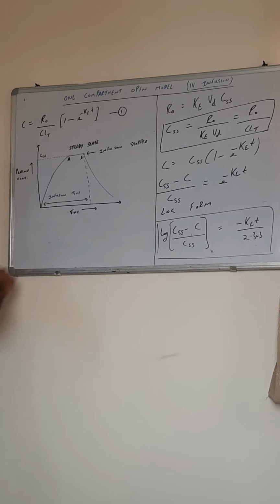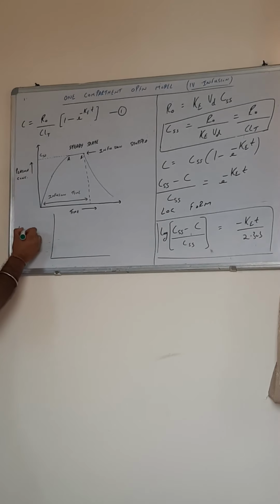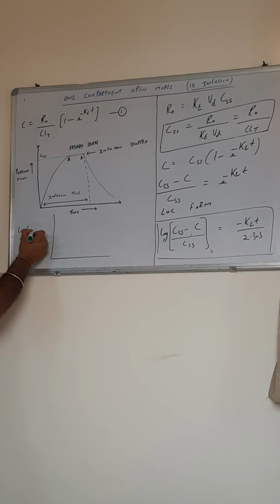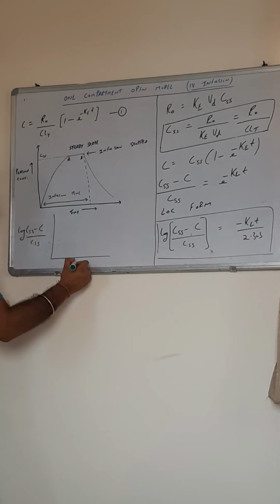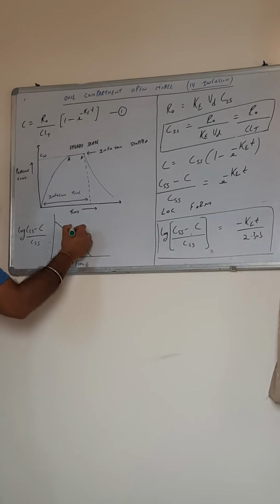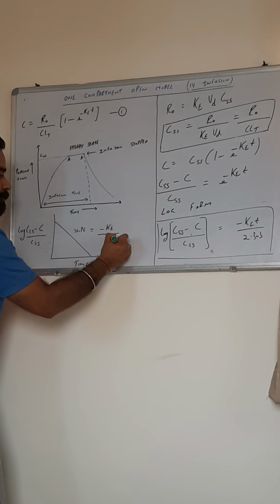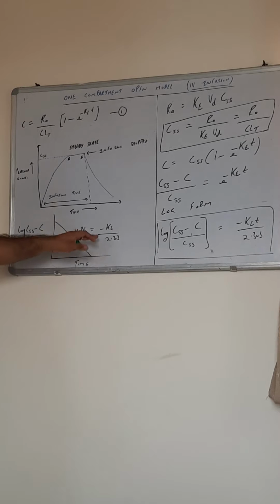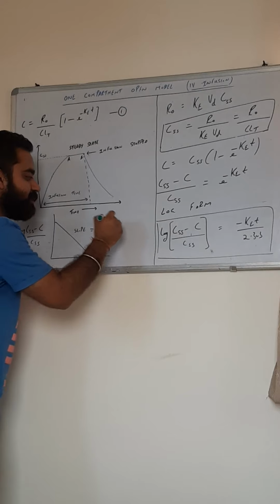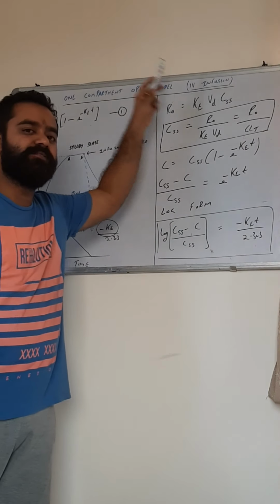Now, please carefully have a look. If we make a graph of the log expression, log of (CSS minus C) upon CSS versus time, this is a semi-log plot, and we get a straight line with slope equal to minus KE upon 2.303. This means again that from a semi-log plot we can determine the value of the elimination rate constant KE. This is the final derivation for the one compartment open model IV infusion.